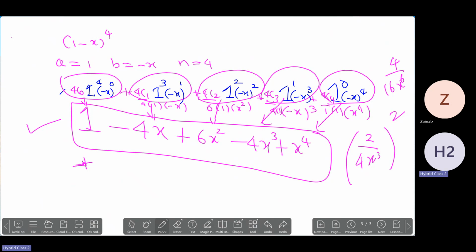Now we are just expanding all the terms. Later, in the next exercise, you will identify directly what is going to be the coefficient of x in the expansion of 1 minus x whole power 4. That means we won't be expanding completely, we will just find it directly with this method.